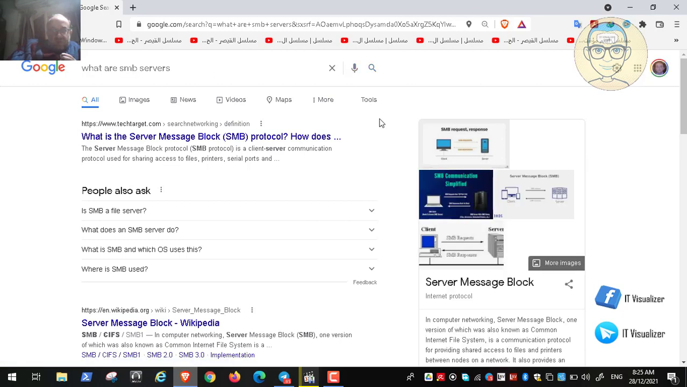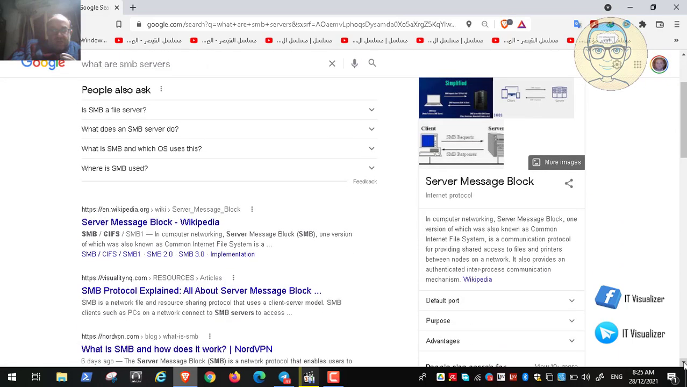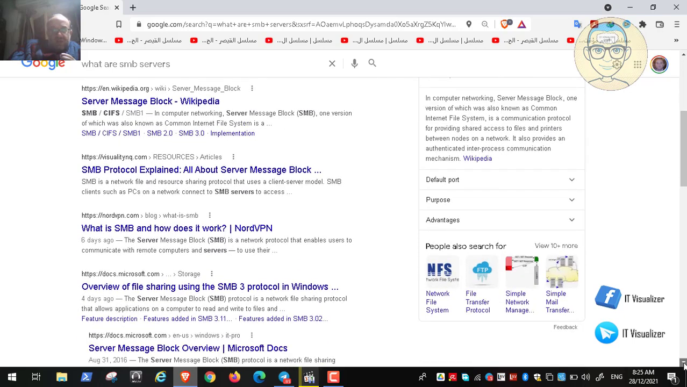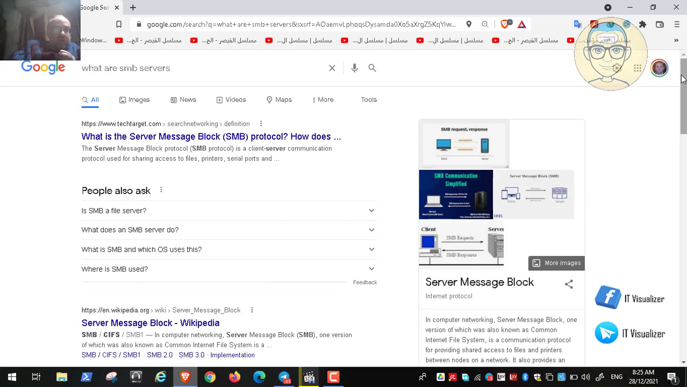SMB servers communication. Anyway, he's saying the explanation of this, but we can see here, for example, I think he's talking also about the storage. You know, there is the NAS storage or the network attached storage devices. They act as SMB servers in this case.